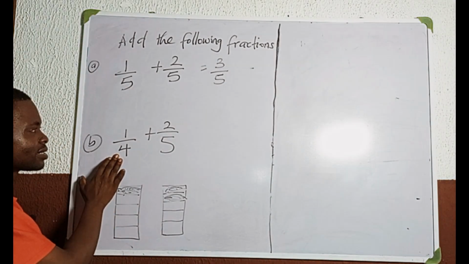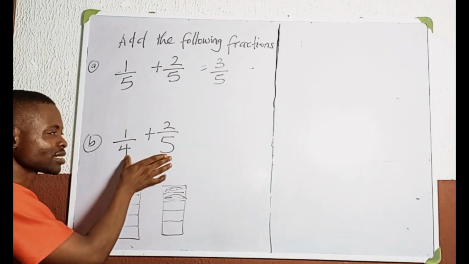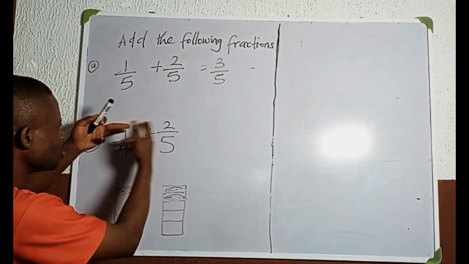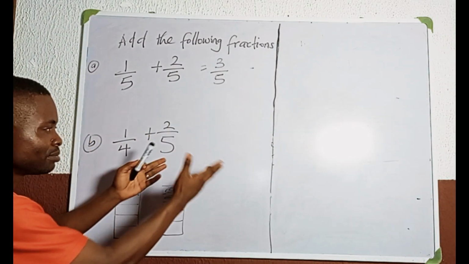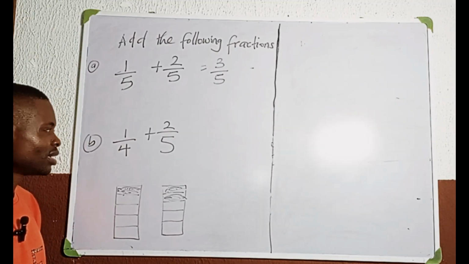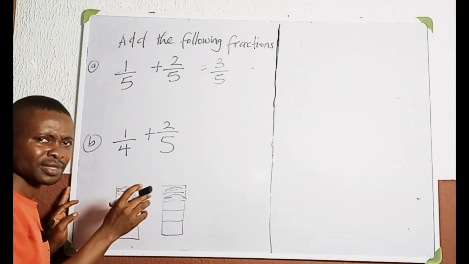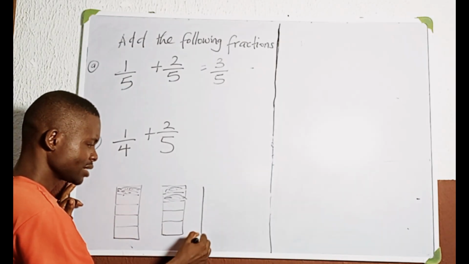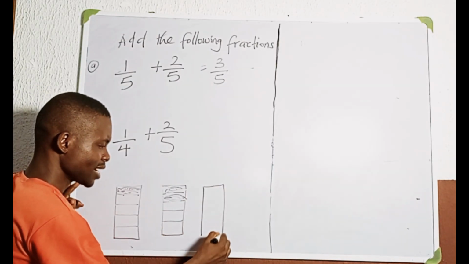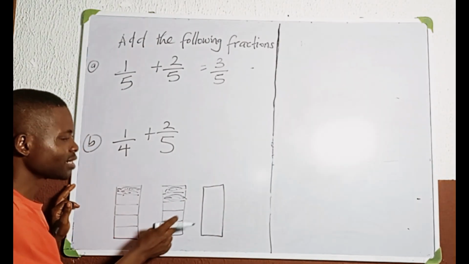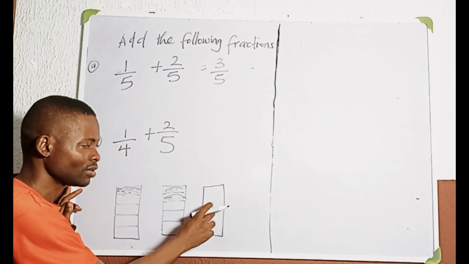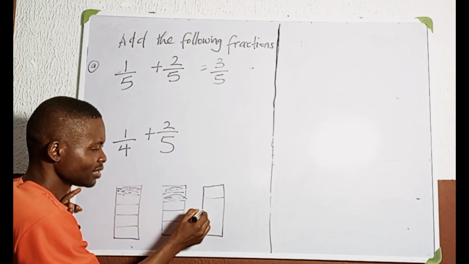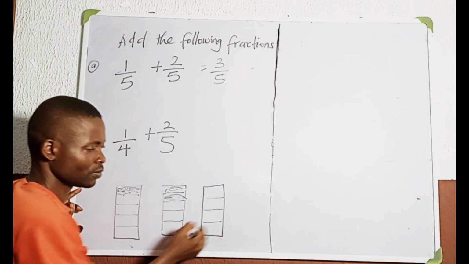But in this case, the denominators are not the same, and you cannot just add the numerators and get your answer. No, because they are not in common terms. For example, if we are given another loaf of bread of the same size with this, but that loaf of bread now is not divided into 5 any longer, but it is divided into 4.